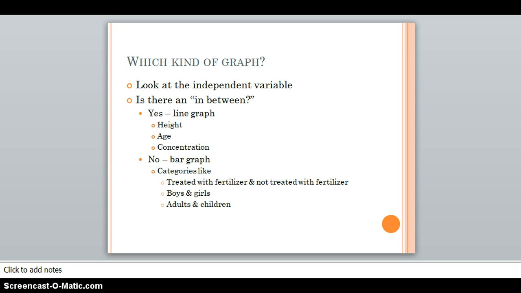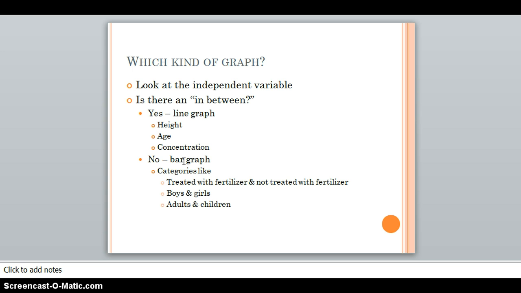Now that we've made data tables, we can create our graph. There are two main types of graphs that scientists make. The first type of graph is a bar graph, and the second type is a line graph. If the independent variable is continuous, a line graph is most appropriate. So what do I mean by continuous?